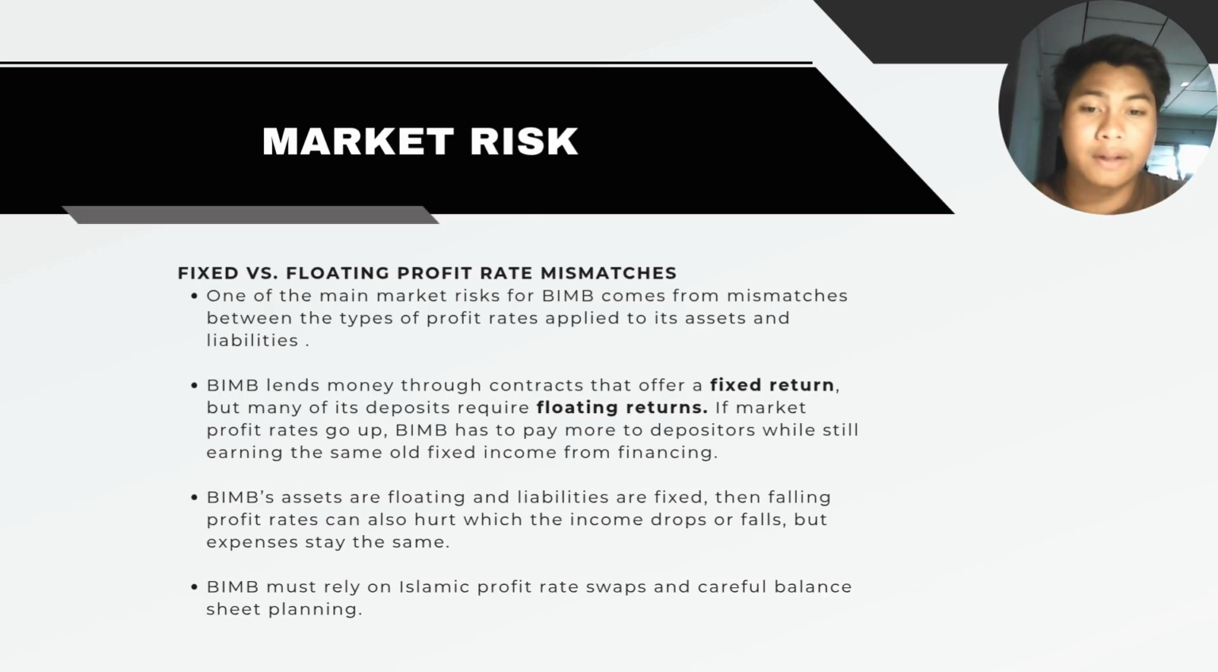Instead, if Bank Islam's assets are floating and liabilities are fixed, then falling profit rates can also hurt, where the income drops or falls but the expense stays the same. They affect both short-term earning and also the long-term value of the bank capital. So the challenge is that Bank Islam must rely on Islamic profit rate swaps and careful balance sheet planning. Also, in a country like Malaysia, when BNM adjusts rates based on inflation and the economic condition, this risk must be actively monitored.